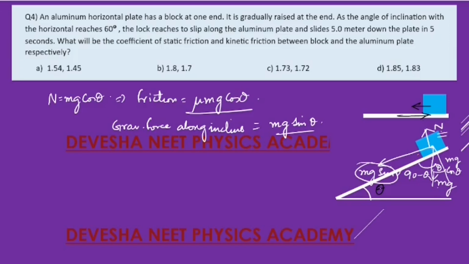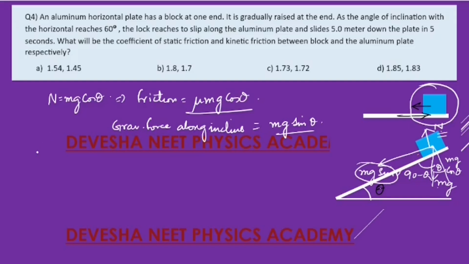So we need to find both kinds of friction, which are the static friction and the kinetic friction. Earlier, at the beginning of friction, we discussed static friction and kinetic friction. I will just give a recap. Static friction is the friction acting on a body which is static, which is not moving. Here, when the body was not moving at all, this is the static friction.